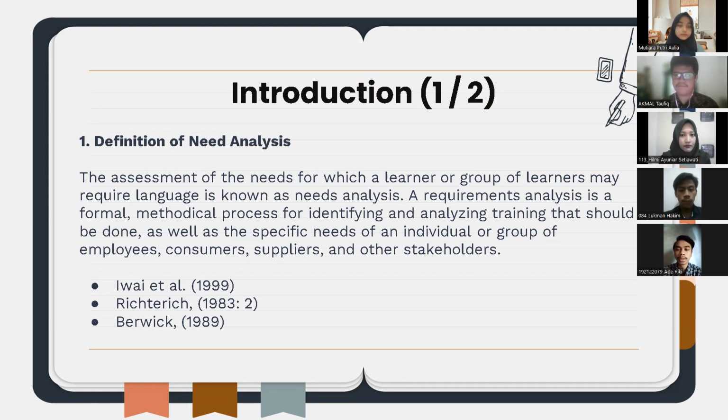Richterich in 1983 said needs analysis involves compiling information both on the individual or groups who are learning language and on the use which they are expected to make of it. A variety of data collecting methods are used in needs analysis, such as questionnaires, interviews, and observation. And then Berwick in 1989, borrowing some insights, defined need as the gap between what is and what should be.